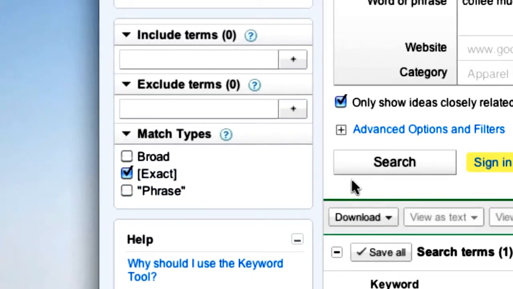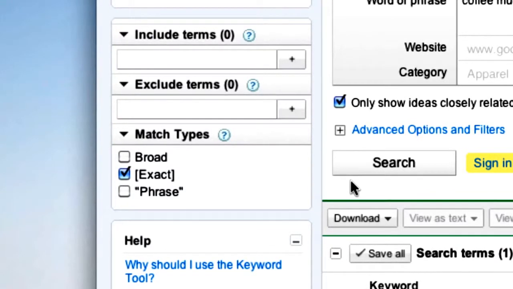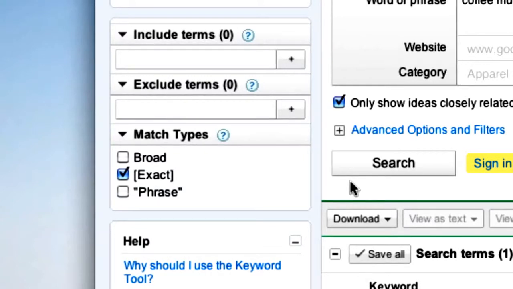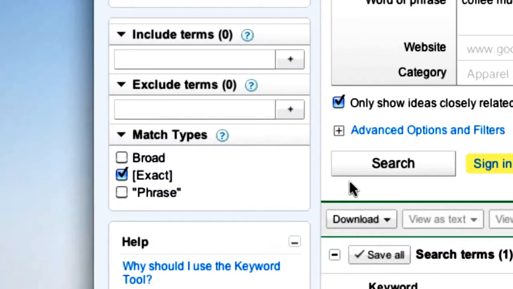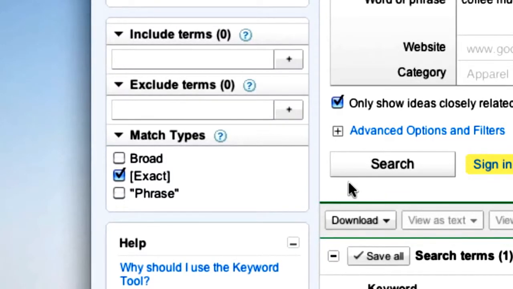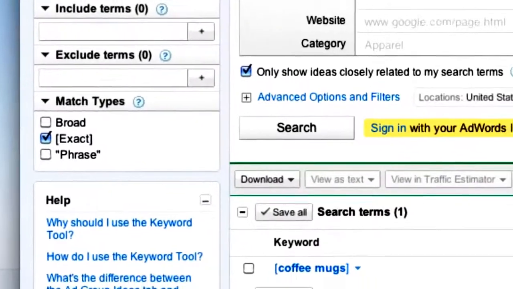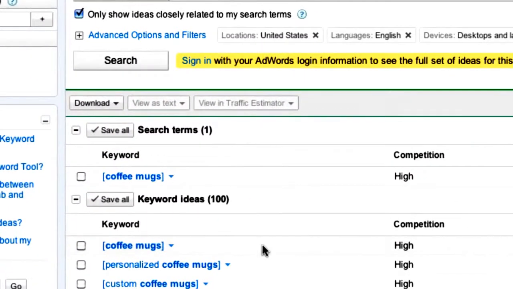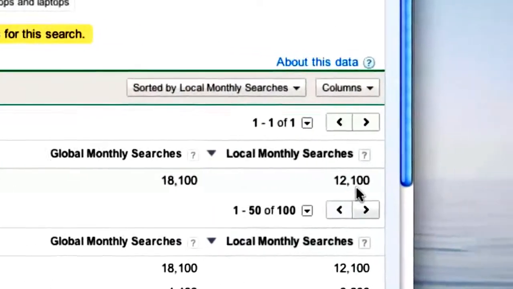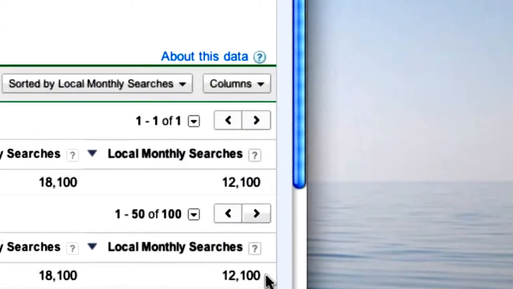An exact match, like the name implies, is only going to show search queries or report search volume for the exact search coffee mugs. And this is going to be usually what I use and what I recommend using when you're doing research, because it's going to filter out a lot of that extraneous information. So we can see down here now, coffee mugs, we've got 12,000 local monthly searches, which is great.